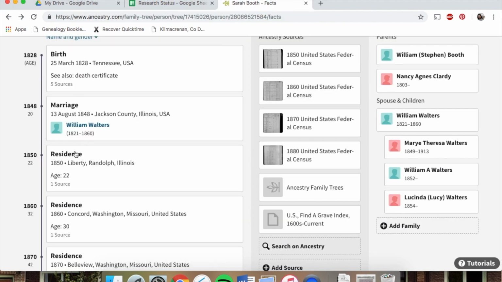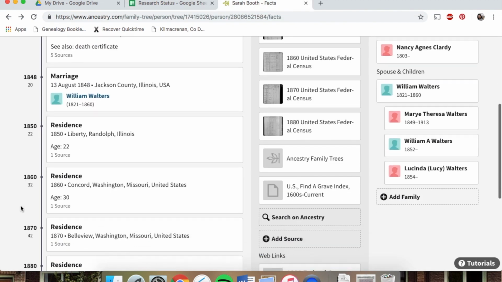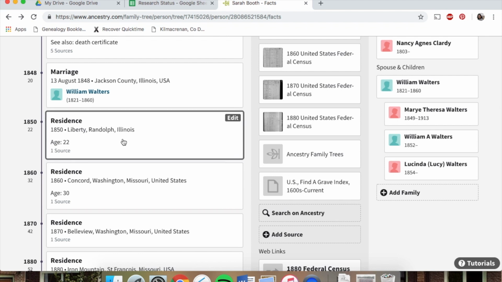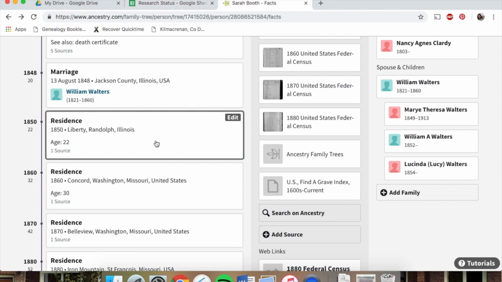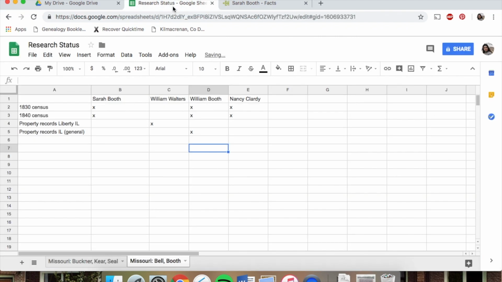We have the 1850 census, 1860 census, where he moves to Missouri. So here they're in Illinois, here they're in Missouri. So that's interesting. I think that I want to look for his property records in Concord, Missouri. So I'm going to put that down too. That's for, not Sarah, her husband, William Walters. So property records, Concord MO.